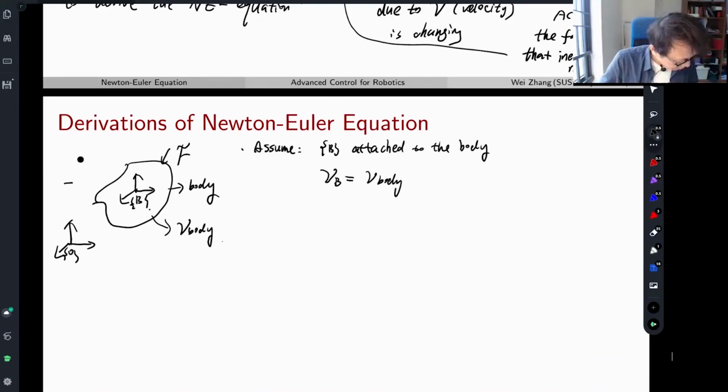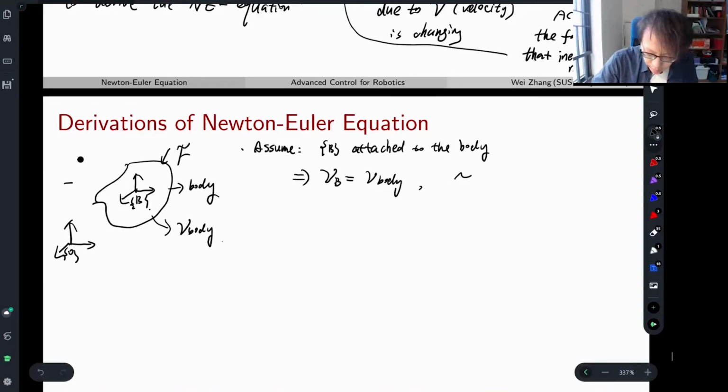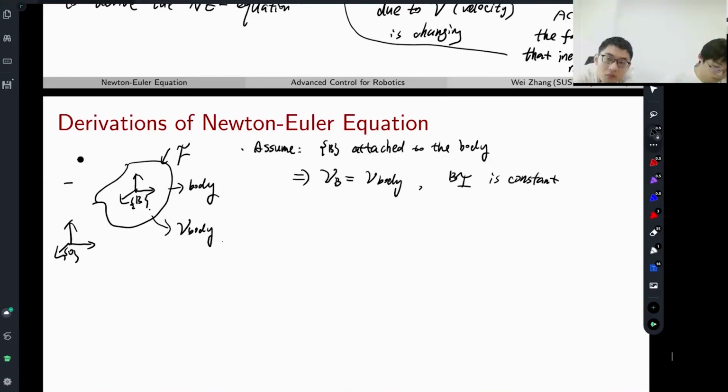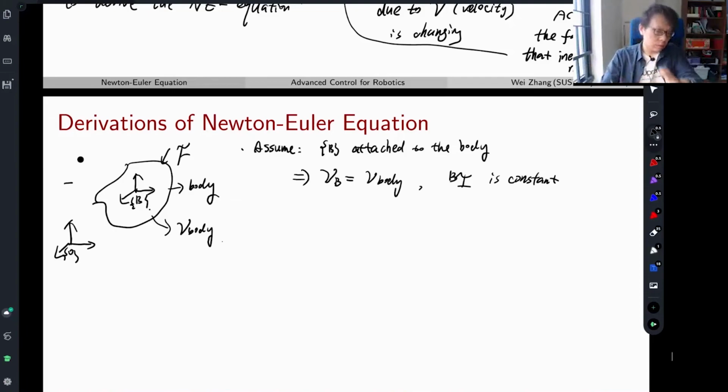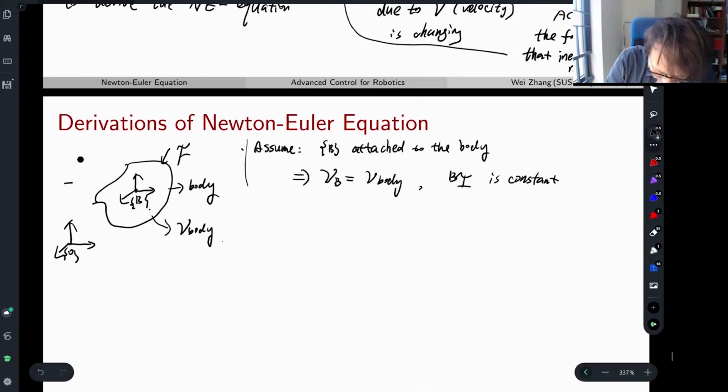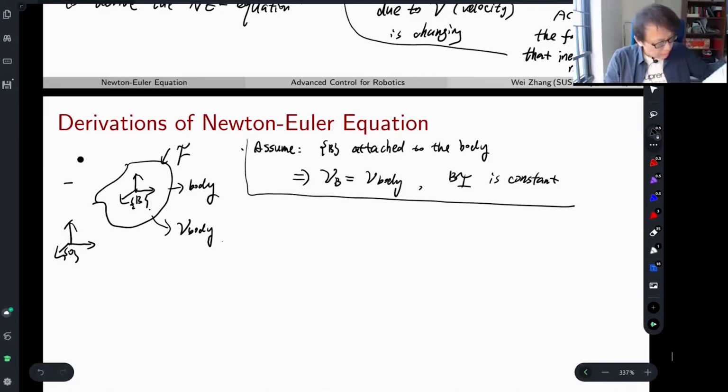In this case, I of B, the spatial inertia matrix, is constant because B is rigidly attached to the body. If you do the integral to define this inertia matrix, you find it doesn't change over time anymore. It only depends on the geometry of the body. These are the two facts after we do this.